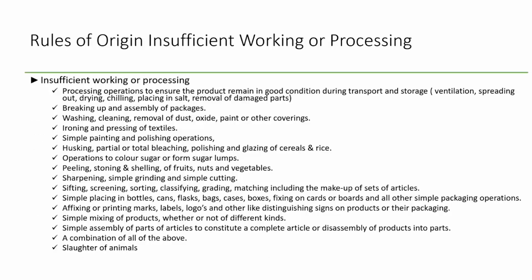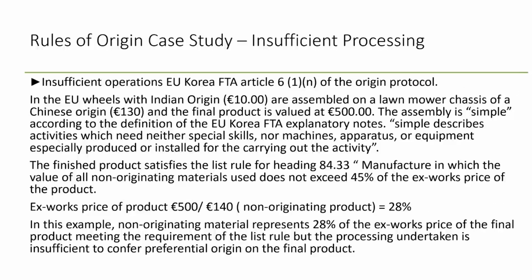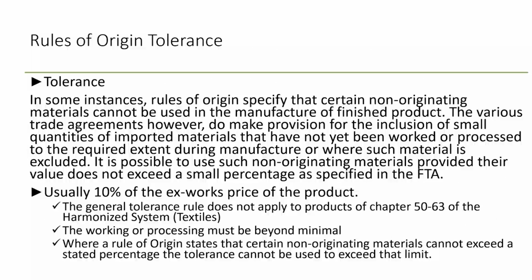Okay, so another rule to be aware of is insufficient working or processing. So it has to go beyond all of these. I've listed them all here. It has to go beyond that. So any simple processing, doing things by hand, no machines being used, things like ironing, washing, breaking up, grinding, just simple. So very simple activities don't qualify you as originating, and you need to be careful around that. You need to be careful that you're going beyond that, basically, if you are putting a statement on origin on your commercial invoice. And again, you can go through that in your own time.